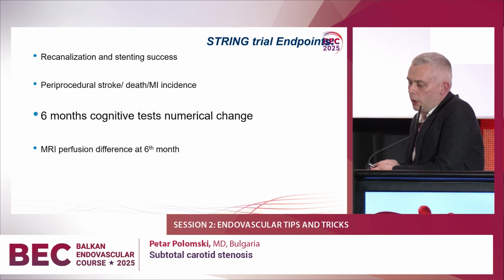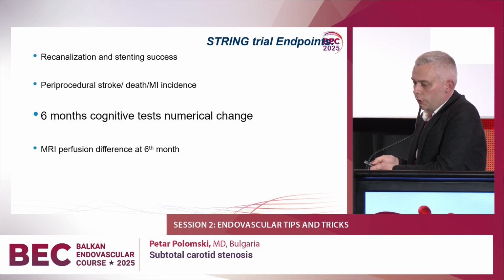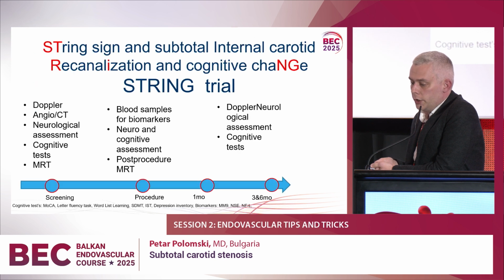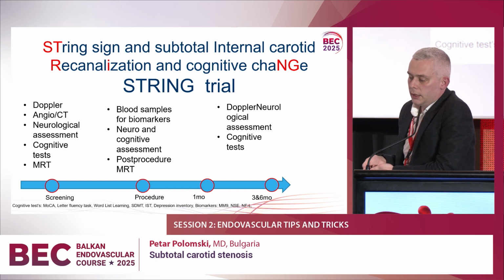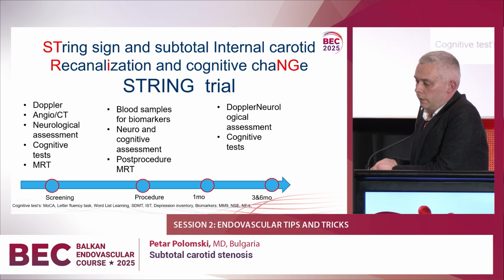During the protocol, we estimate the cognitive status of the patient before inclusion into the trial, after the procedure, and 6 months after the procedure. MRI perfusion was repeated 6 months after the procedure in order to prove if there is some benefit for the patient's brain perfusion. Here you can see the flow chart, the things that we do at the beginning, screening of the patient, the procedure, including some biomarkers, and 3- and 6-month follow-up of the patient.